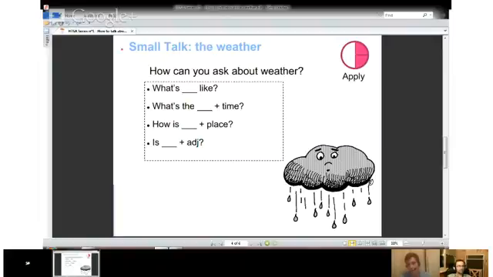Good. Any other place references we could say besides in your country? Your city, your region, your state. You can always name a specific place, but what's a more general way to say it? In your region. I want you to use a connective word. If you're talking about a place, what's the question word we use? Where. So: how's the weather where you live?